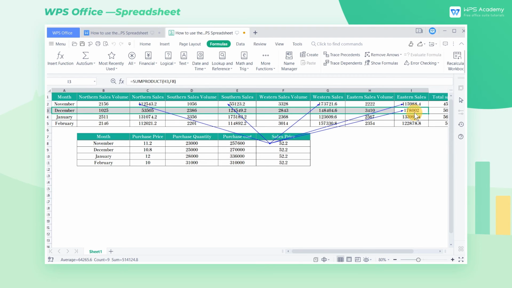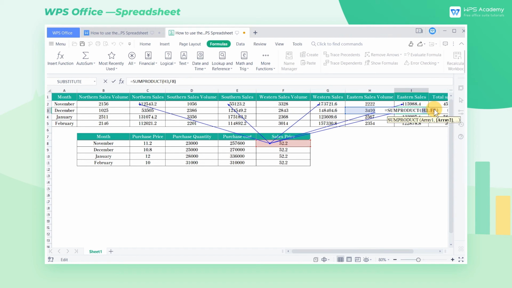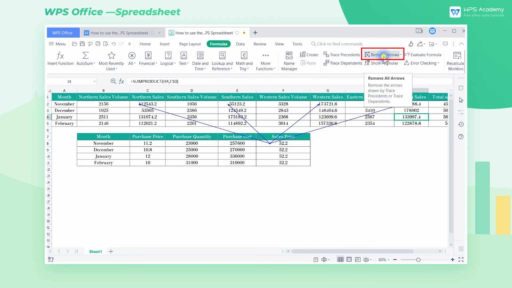At this time, to modify the wrongly referenced cells, we can change the sales price in cell F8, which is referenced by cell I3, to the sales price in cell F9. If we want to remove the arrows, just click Remove Arrows.